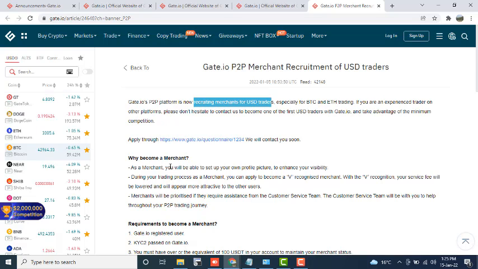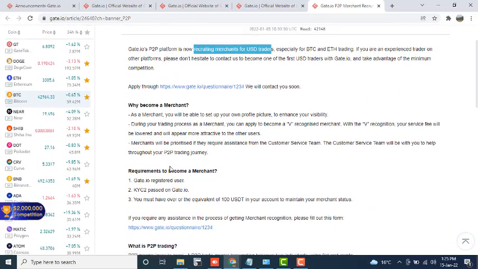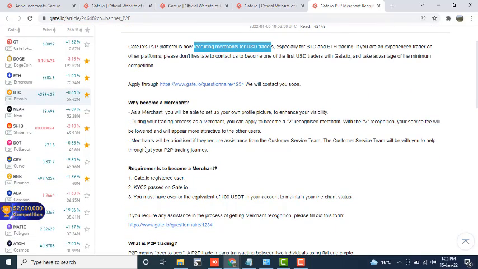So let's read further. Why become a merchant? As a merchant, you will be able to set up your own profile picture and enhance your visibility during the trading process. As a merchant, you can apply to become a V recognized merchant. With V recognized merchant status, your service fee will be lowered and you will appear more attractive to other users. Merchants will be prioritized. If you require any assistance, customer care will contact you, and they will be with you throughout your whole P2P trading journey.